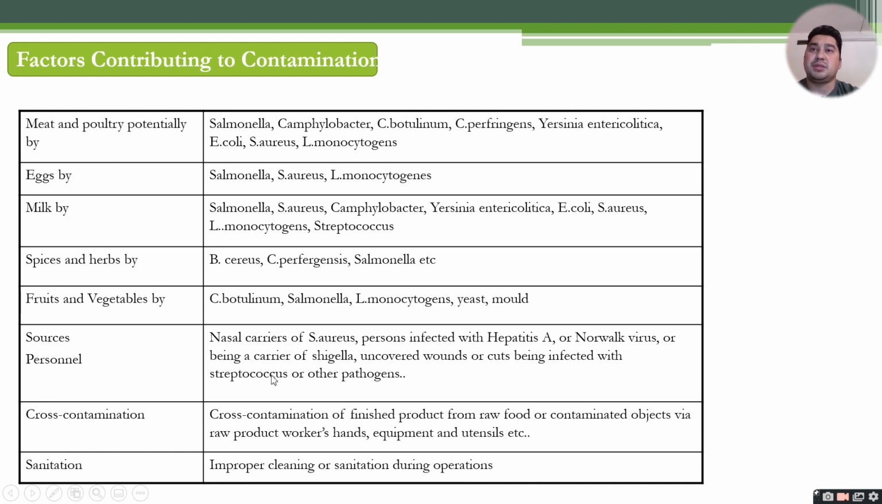So you can check all these things, and after that, you have to put the control measure as per the product and the bacteria.